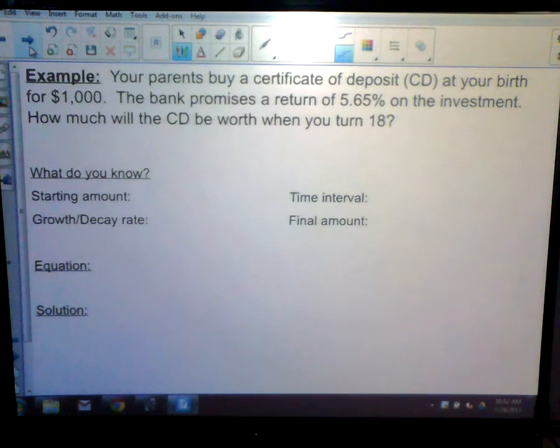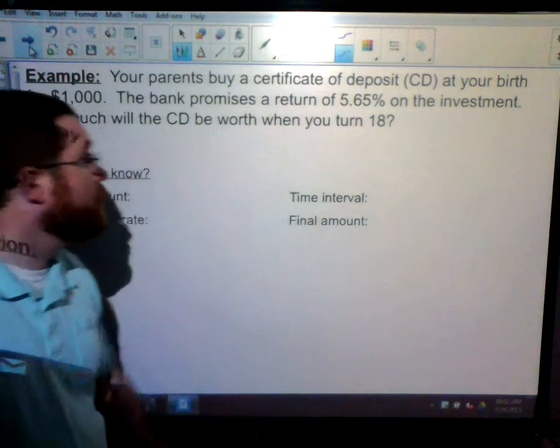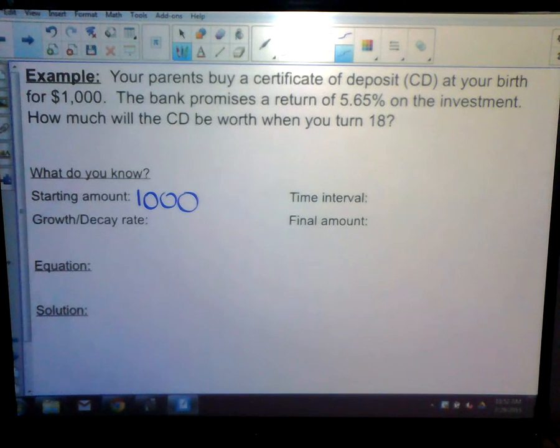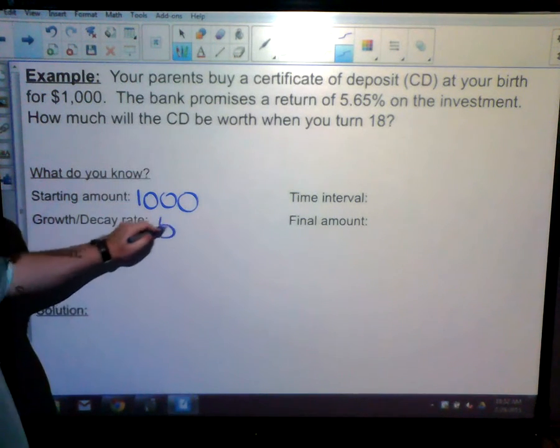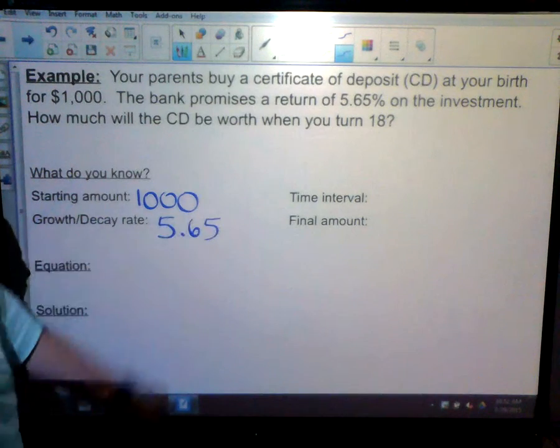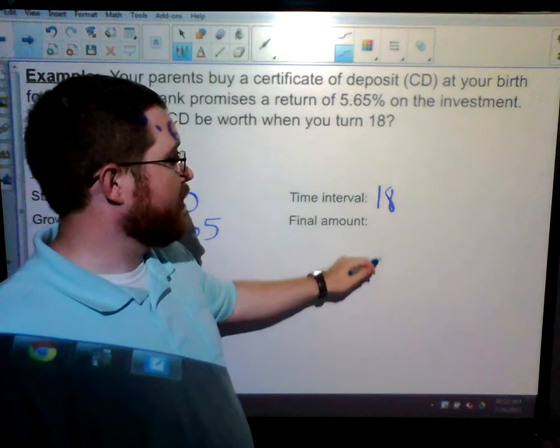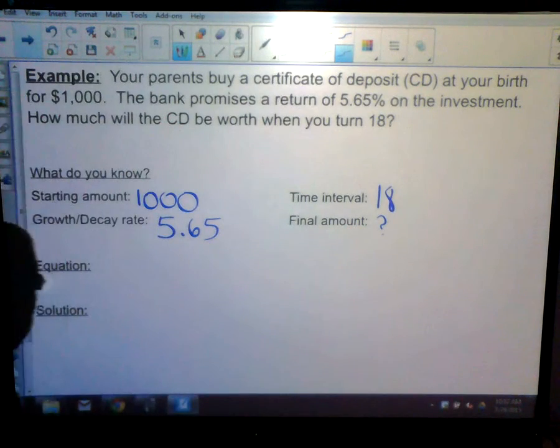Example. Your parents buy a CD at your birth for $1,000. The bank promises a return of 5.65% on the investment. How much will the CD be worth when you turn 18? So what do we know? How much do we start with? 1,000. What's my growth or decay rate? I'm growing at 5.65%. How long? 18. Final amount? I don't know.